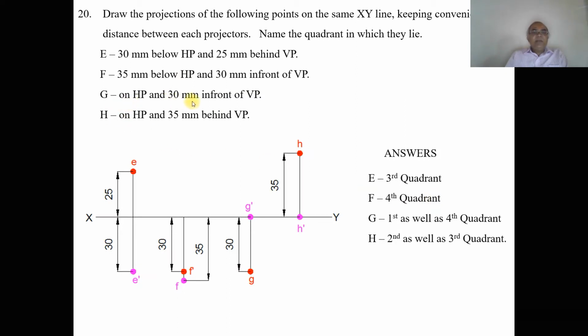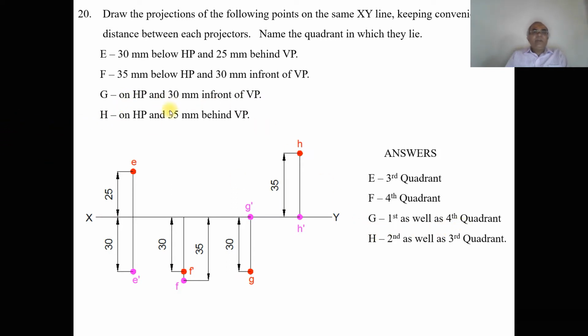Capital G, on HP and 30 mm in front of VP. Since it is in front of VP, where will we get in front of VP? It is in the first quadrant and also in the fourth quadrant. But here it is on HP. Suppose if it is above HP, then it becomes first quadrant. If it is below HP, then it becomes fourth quadrant. So capital G lies in first as well as fourth quadrant.